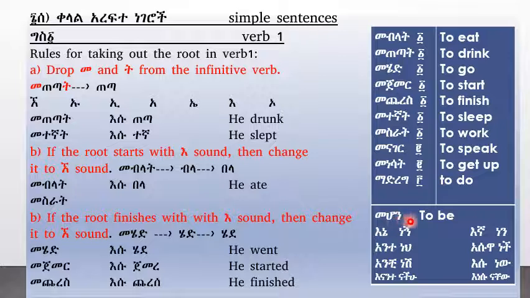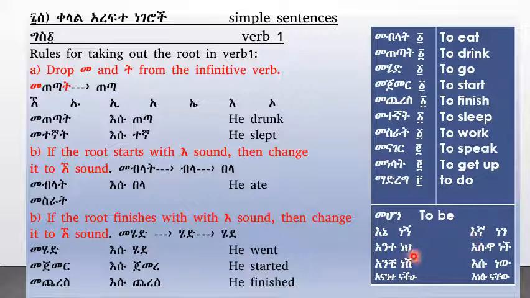From mahon, to be, if you want to say "I am," you say እኔ ነኝ. You are, አንተ ነህ for male, you remember that? አንቺ ነሽ for female, እናንተ ናችሁ for plural. We are, እኛ ነን. She is, እሷ ነች. He is, እሱ ነው. They are, እነሱ ናቸው.